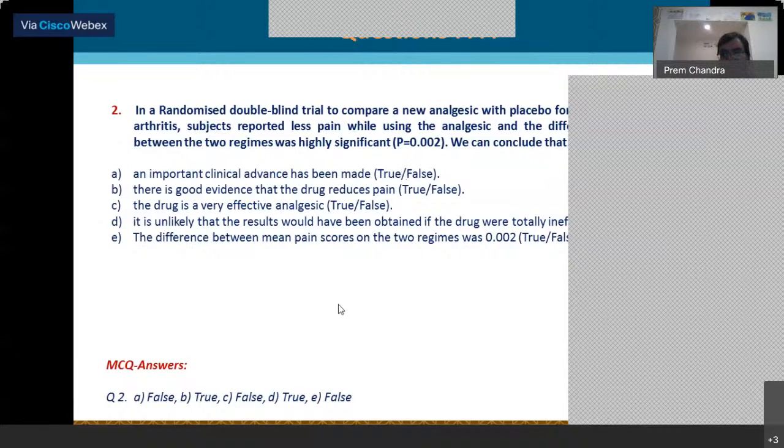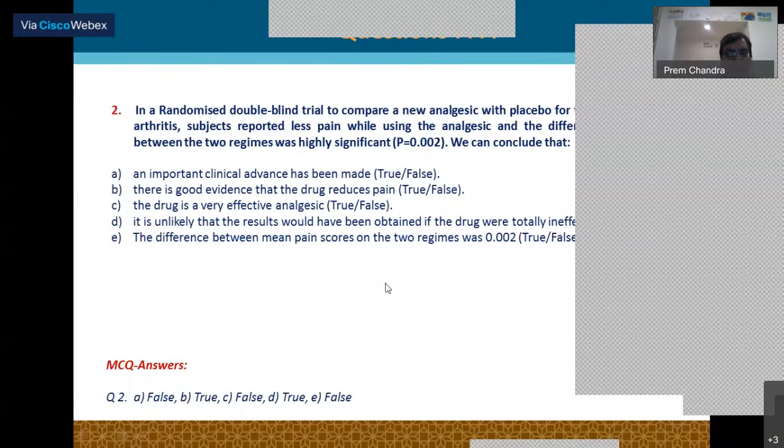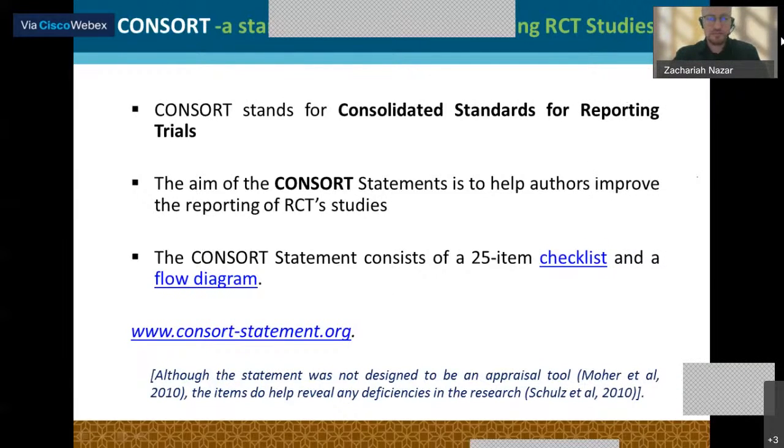Okay, so now we move on to our next slide here. After having discussion with Dr. Prem, you need to close the polling. Click on the X.